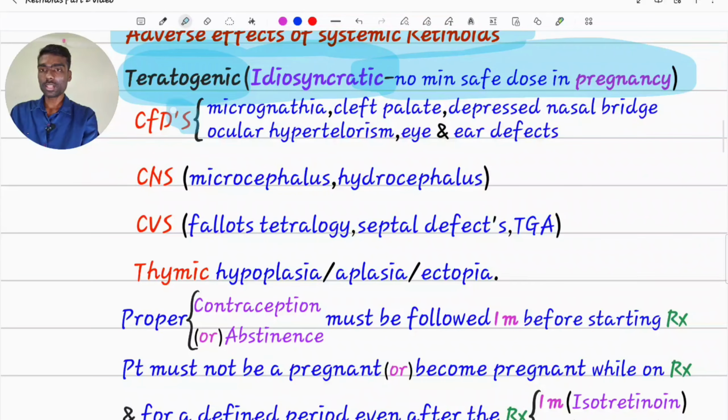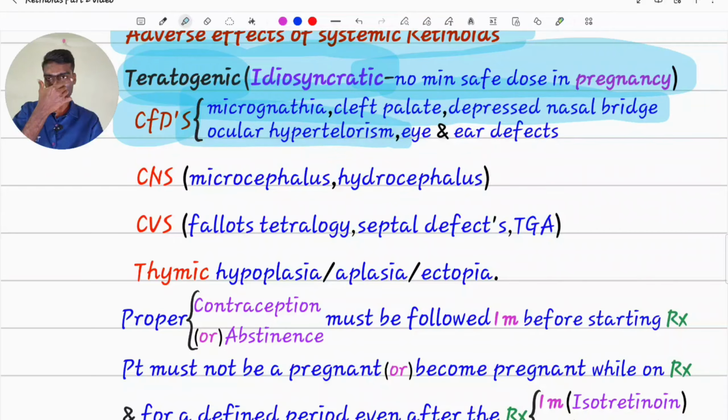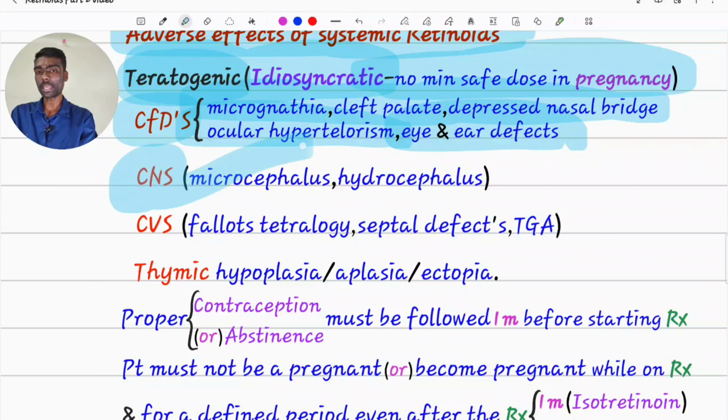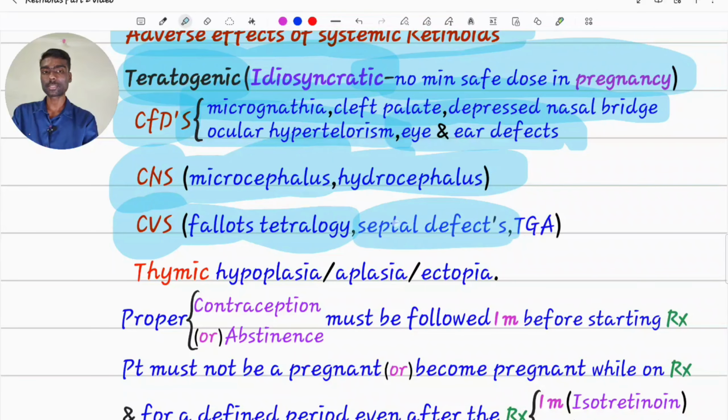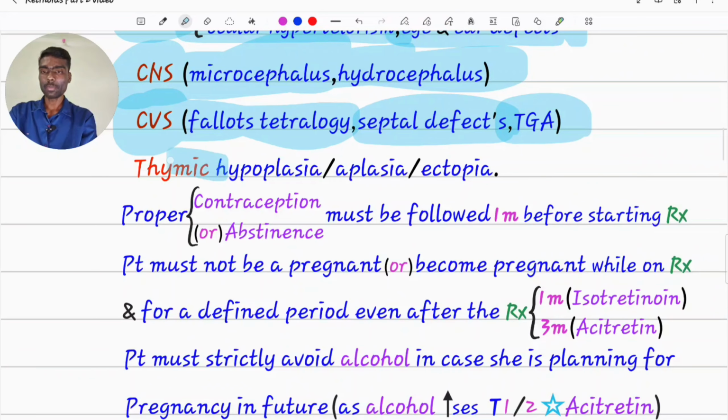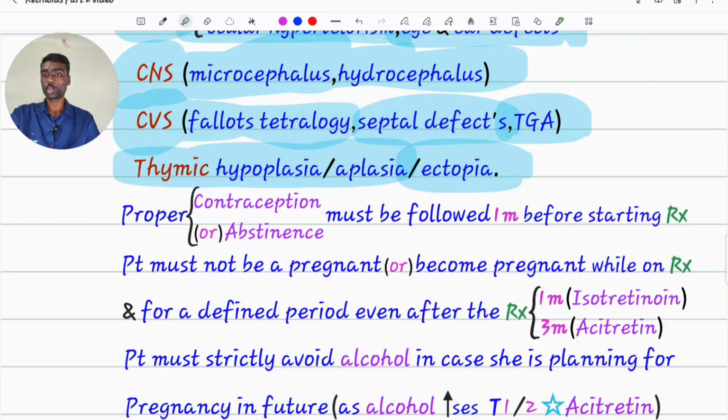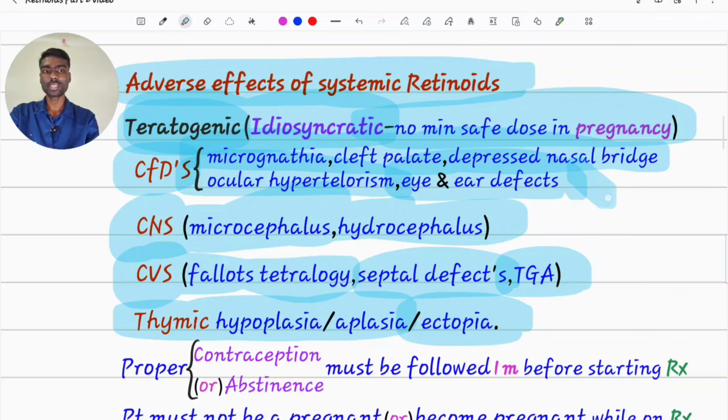Main defects are craniofacial defects like micrognathia, cleft palate, depressed nasal bridge, ocular hypertelorism, that is widely spaced eyes, and eye and ear defects. CNS defects like microcephaly, hydrocephalus. CVS defects like Fallot's tetralogy, septal defects, transposition of great arteries. Thymic hypoplasia, aplasia or thymic ectopia, all these are teratogenic effects.